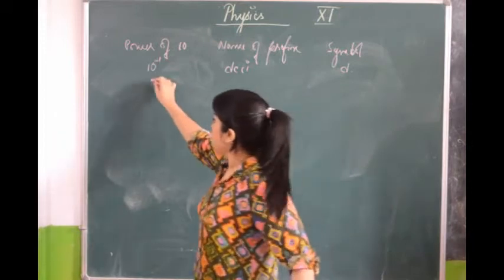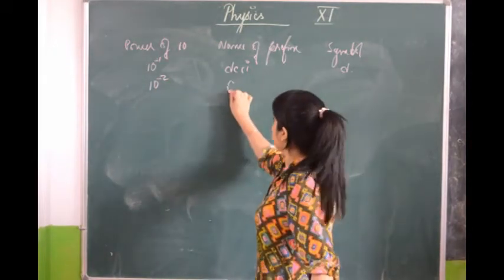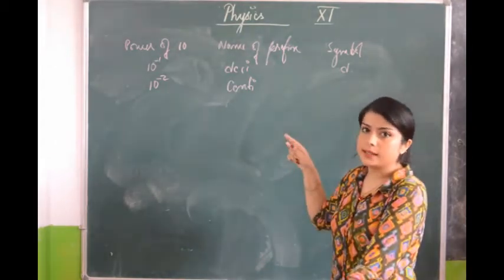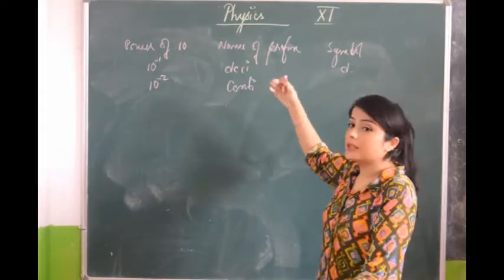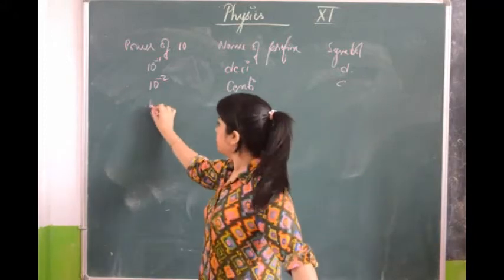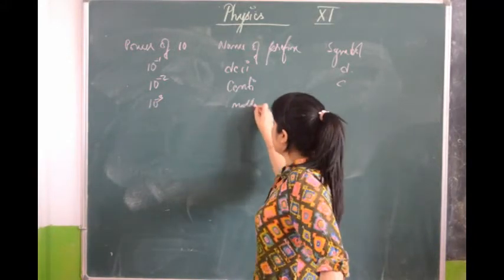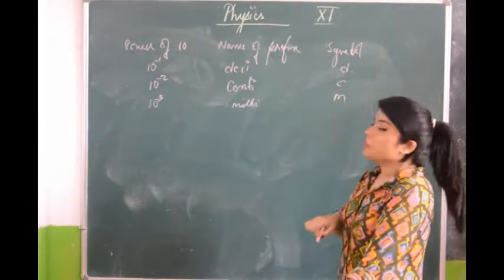Similarly, 10 to the power minus 2 is centi: centimeter, centigram. This way the unit can be converted. This is denoted by small c. The third one is 10 to the power minus 3. This will be your milli: millimeter as well, denoted by small m.